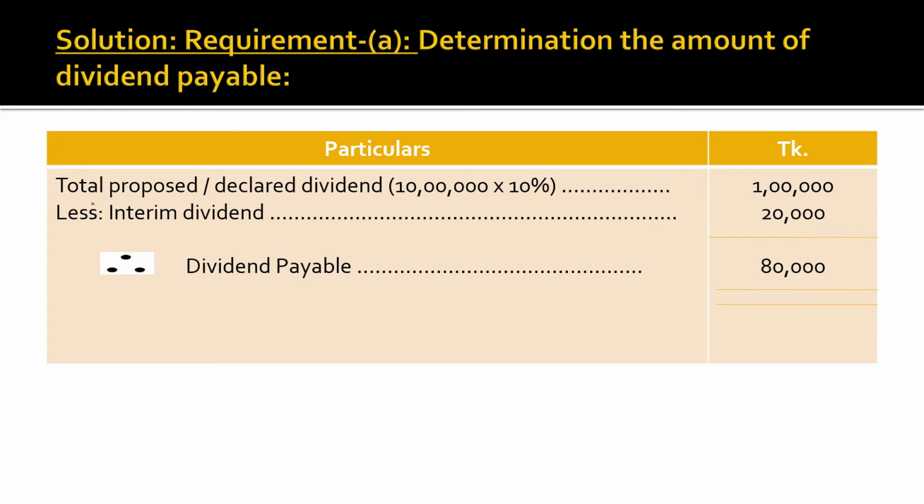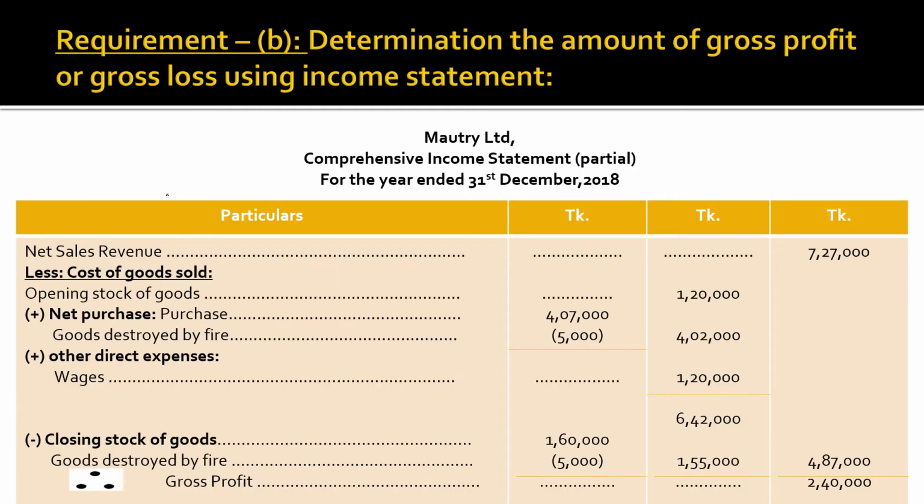Now solution. Requirement A, determination of the amount of dividend payable. We know that dividend will be calculated on paid up capital. So here paid up capital 10 lakh taka into 10%, that is 1 lakh taka, minus interim dividend according to question 20,000 taka. So dividend payable 80,000 taka.